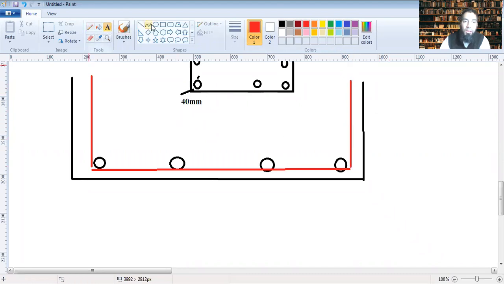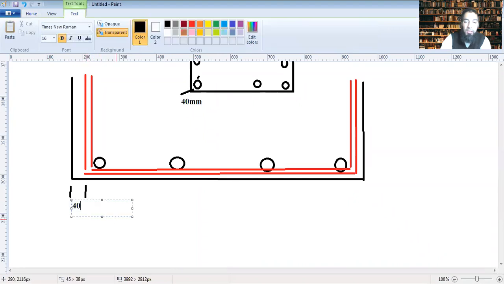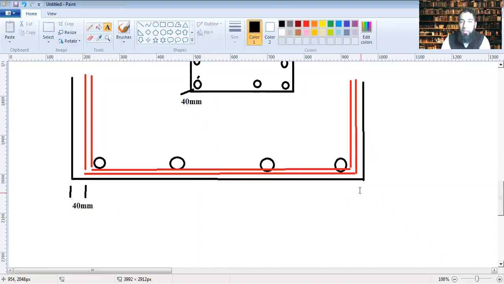Now इस रिंग का भी अपना it has its own diameter. So if this is right from here up till this point, कितना ये 40. Similarly on this side, this is 40.